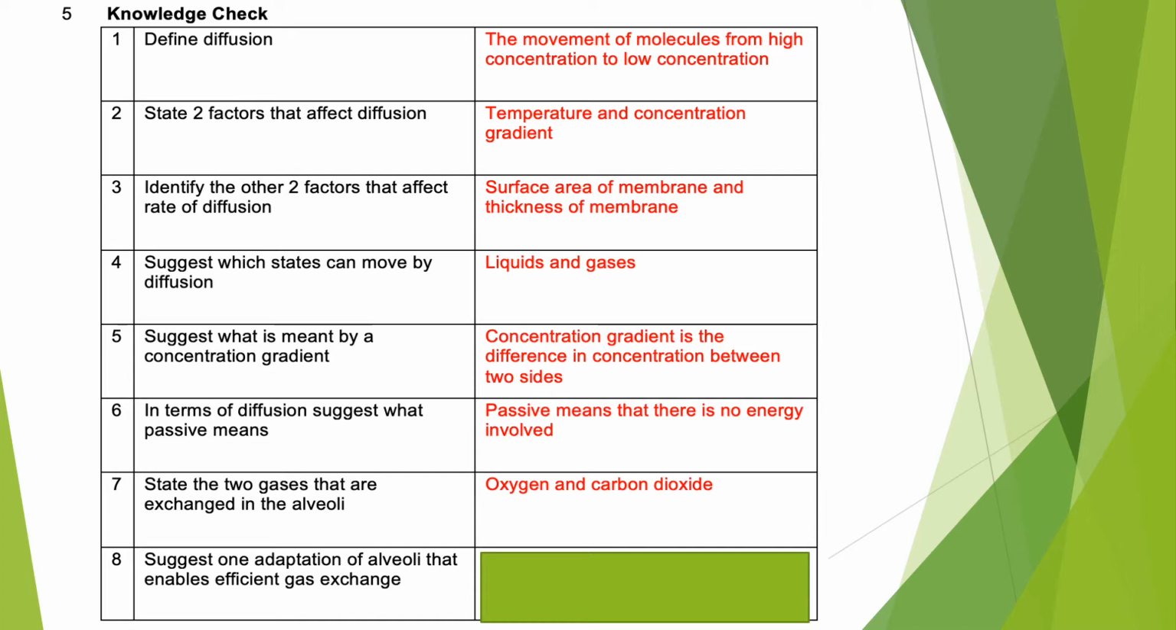Number 8, suggest one adaptation of alveoli that enables efficient gas exchange. So this is kind of going to be like an evolutionary thing, right? So what is it about our alveoli that allows us to do this gas exchange really efficiently? And that is, we have a large surface area. Okay, and I'll show you pictures of this today. Right, so just make sure that you have all the correct answers before we move on.